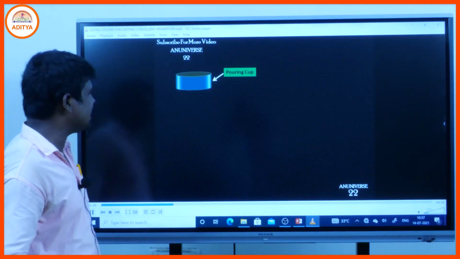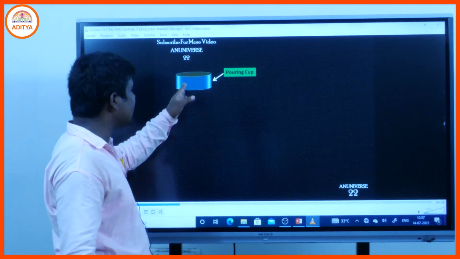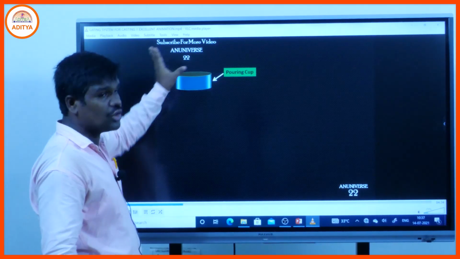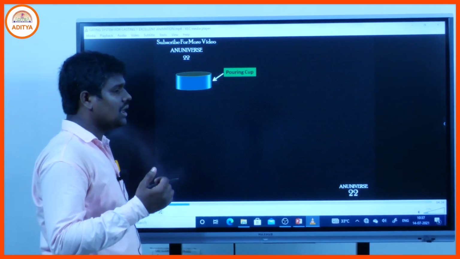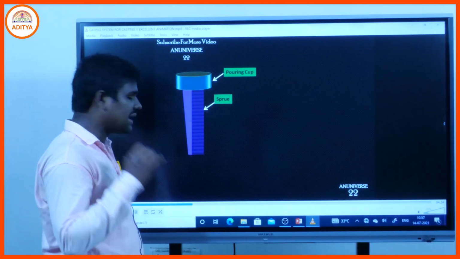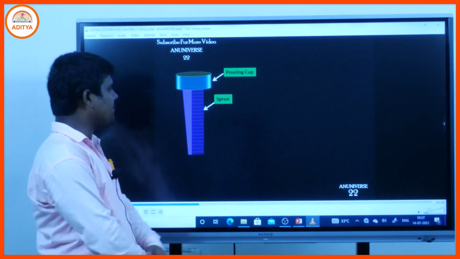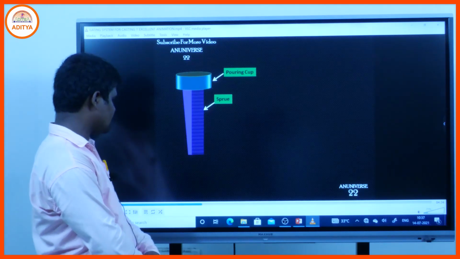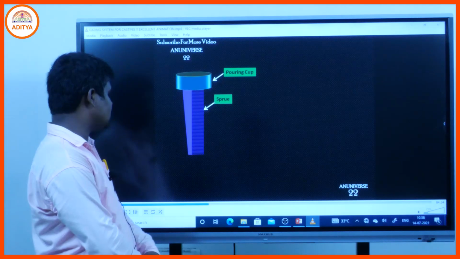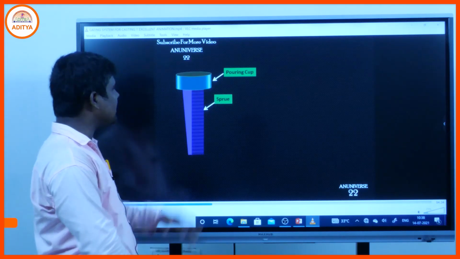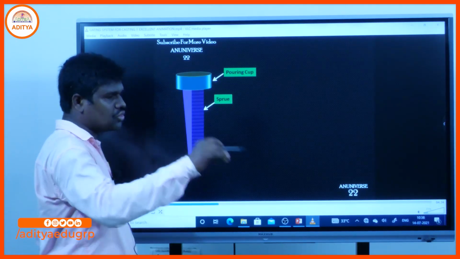Now the first part is the pouring cup, also called the pouring basin, and through that pouring cup we pour the molten metal taken from the ladle, the metal having been melted in a furnace, generally a cupola furnace. That is the pouring cup. Then another part is the sprue, and at the end of the sprue the sprue well is connected. Initially the molten metal coming down the sprue is stored in the sprue well, then it goes to the runner.